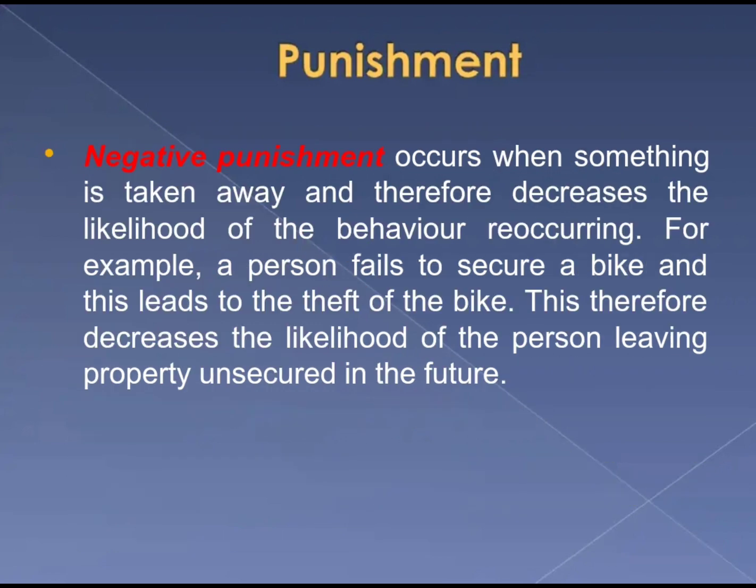While the negative punishment occurs when something is taken away and therefore decreases the likelihood of the behavior reoccurring. For example, a person fails to secure a bike and this leads to the theft of the bike. This therefore decreases the likelihood of the person leaving property unsecured in the future.